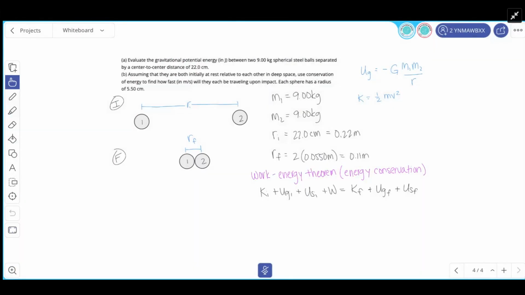All right, so in this question, we want to evaluate the gravitational potential energy in between two 9 kilogram spherical steel balls separated by a distance of 22 centimeters. And then, assuming that they're both initially at rest relative to each other, we'll use conservation of energy to find how fast they're traveling upon impact.